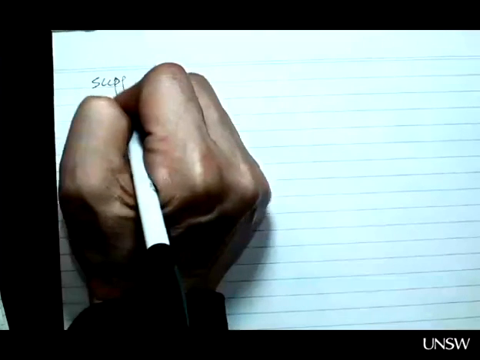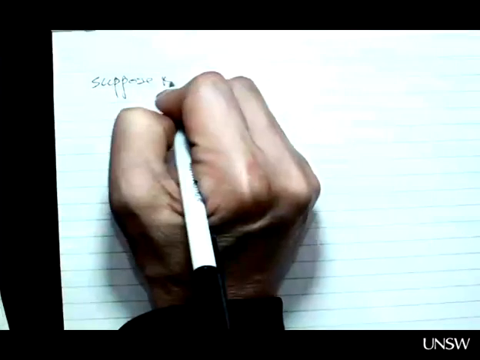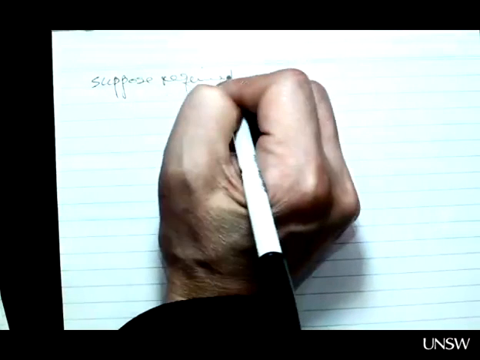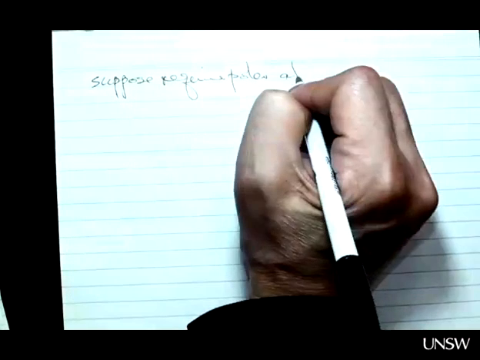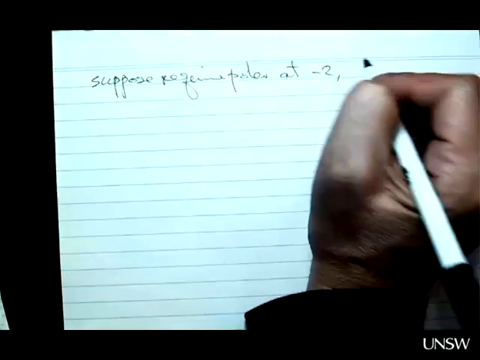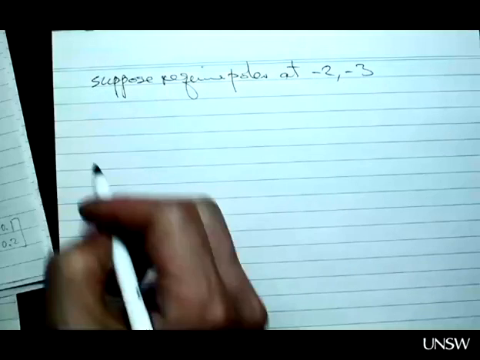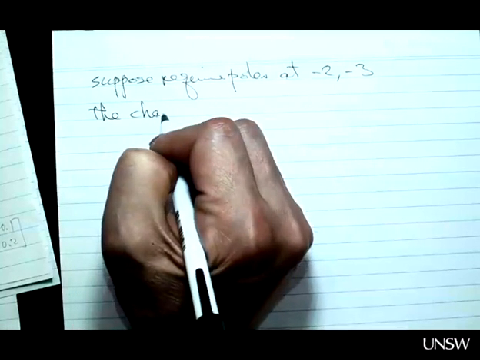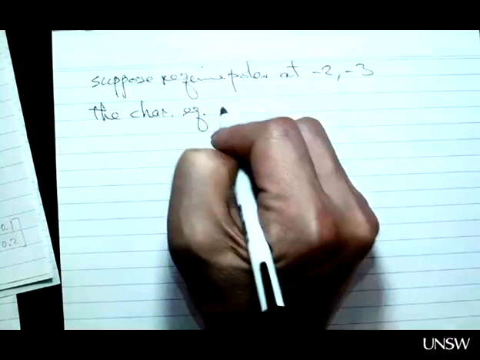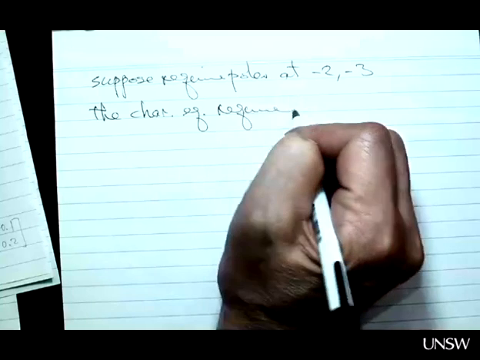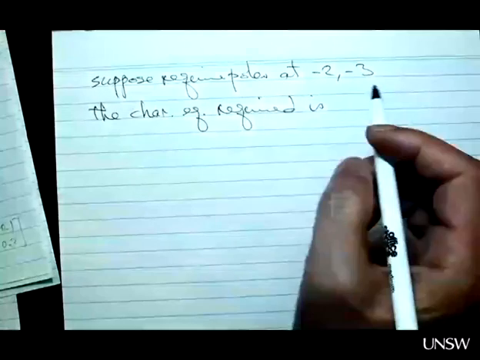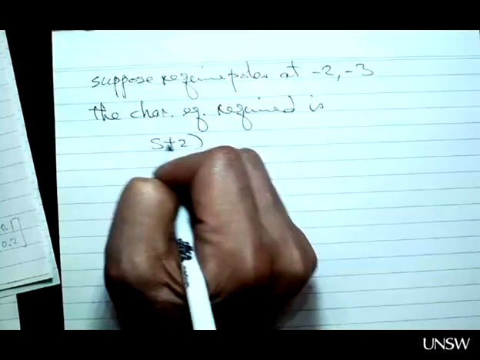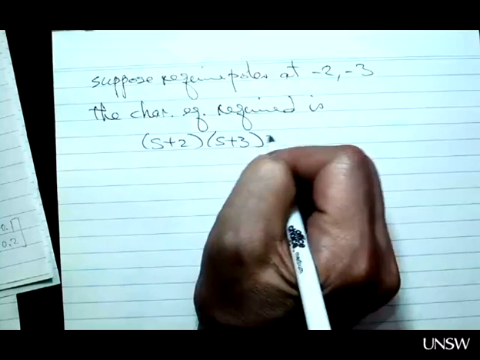Okay, suppose we require poles at -2 and then -3. Then the characteristic equation required is (S + 2)(S + 3).